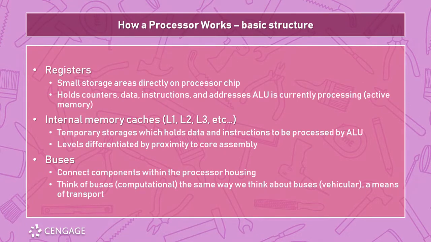Now, in order to process these calculations, we have to have storage. The way that storage is located lends a lot to how it's termed. If we have storage that's directly on the processor chip, which is the active memory where things are being worked on, we call those registers. These are areas that just hold the addresses, the instructions, the data, and the counters that the CPU's ALUs are actively working on. There are also what we call internal memory caches.